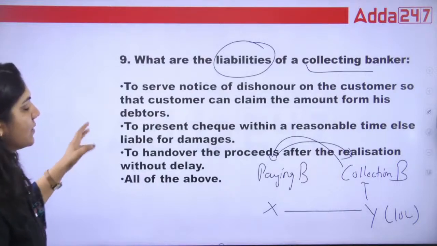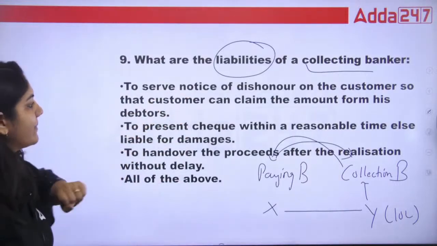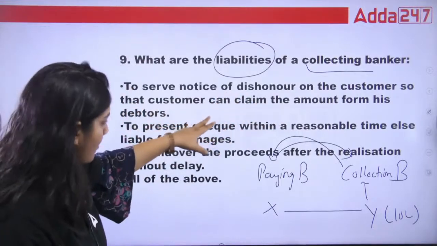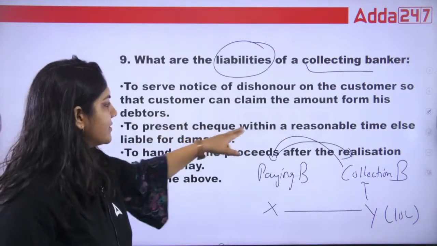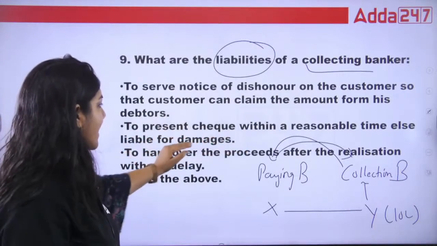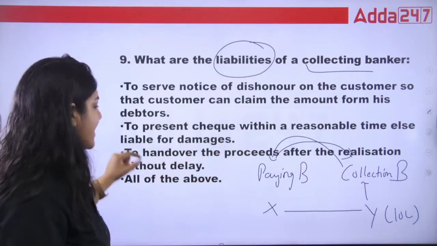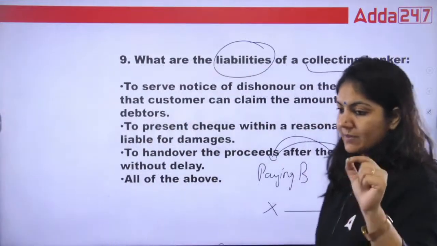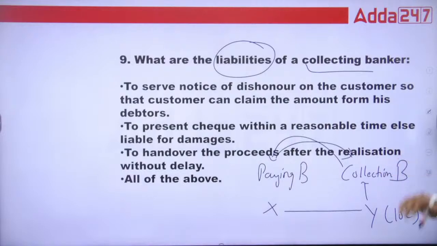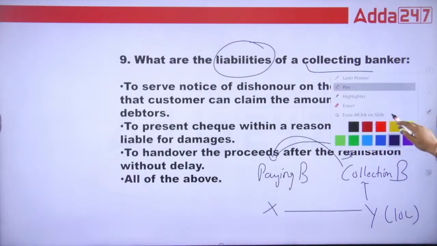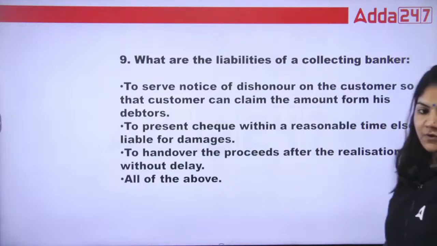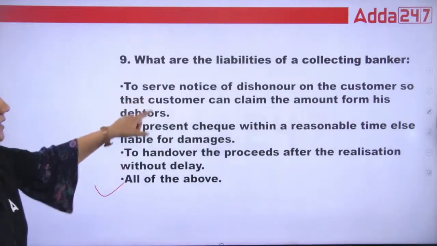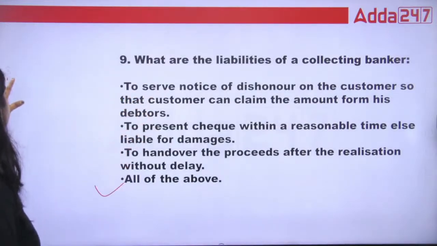So, you have to tell me what is the liability of the collecting banker? To serve notice of dishonor on the customer so that the customer can claim the amount from his debtor, to present the check within a reasonable time else be liable for damages, to hand over the proceeds after realization without delay, and all of the above. I have already told you the difference and the meaning of paying banker and collecting banker. So for this one, class, the right answer is D. All are the liabilities of the collecting banker.